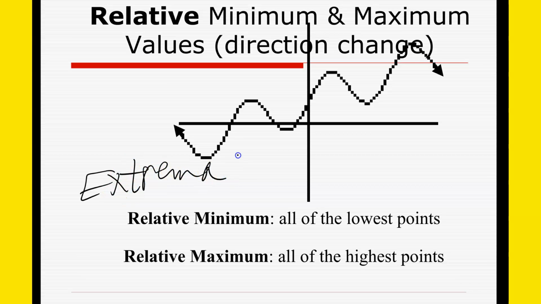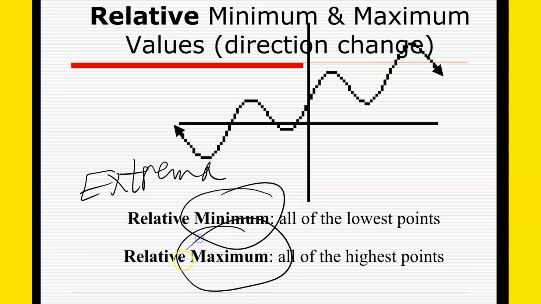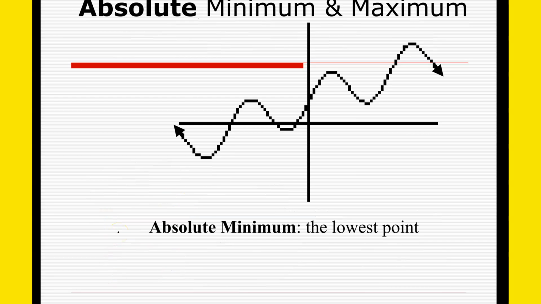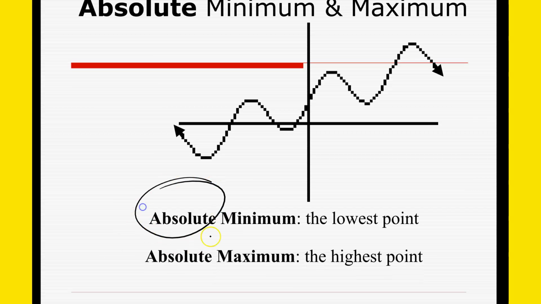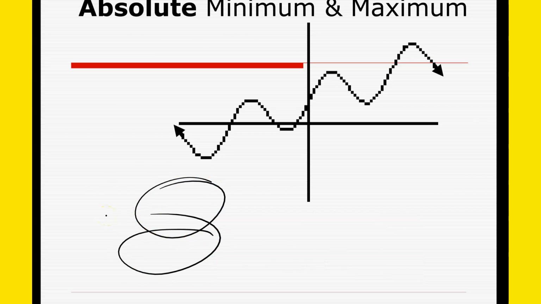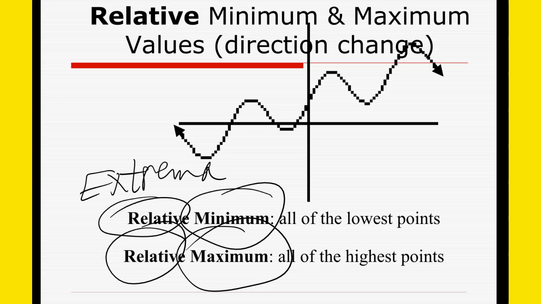Extrema. But extrema are broken down into minima and maxima. Minima is just the plural for minimum, which is the singular. All right, but there are two types. There are relative minima and maxima, and there are also absolute minima and maxima. What's the difference? The relative minima and maxima are all of the low points and all of the high points.